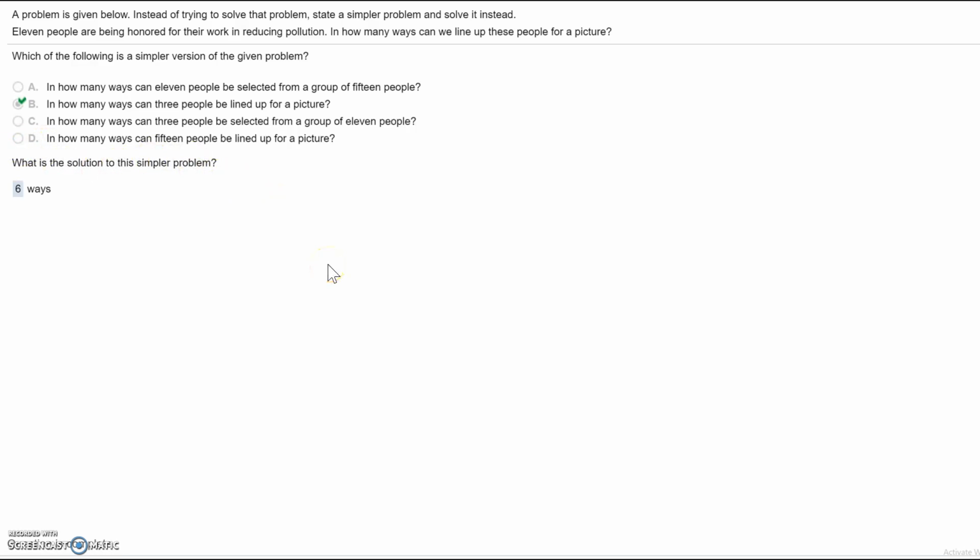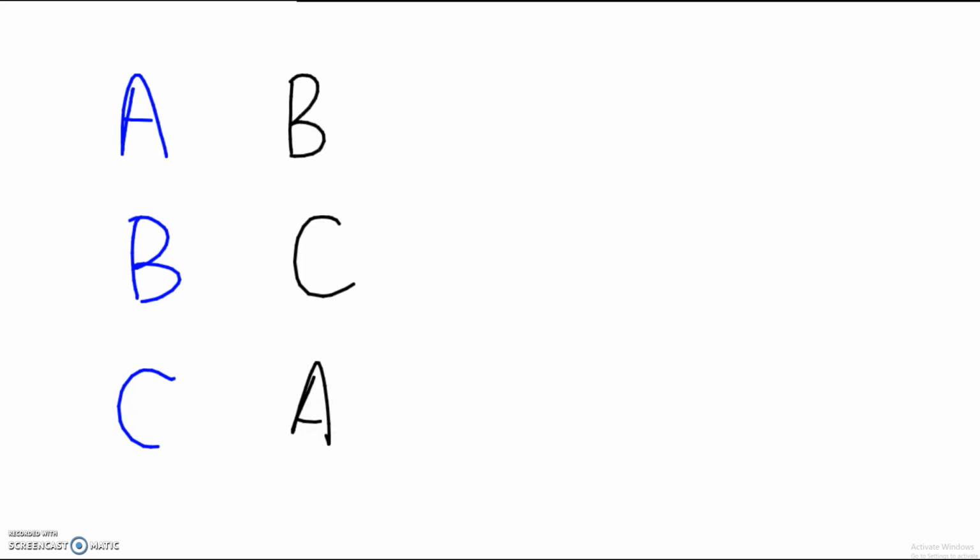And we wanted to do a demonstration of why there would be 6 ways. So let's go back to our whiteboard, and we want to figure out the different ways that 3 people could be lined up for a picture. So on the whiteboard, let's see, we have person A first, then person B, then person C. Or we could say we're going to do person B first, then person C, then person A. Or we could say we're going to do person C first, then person A, then person B.